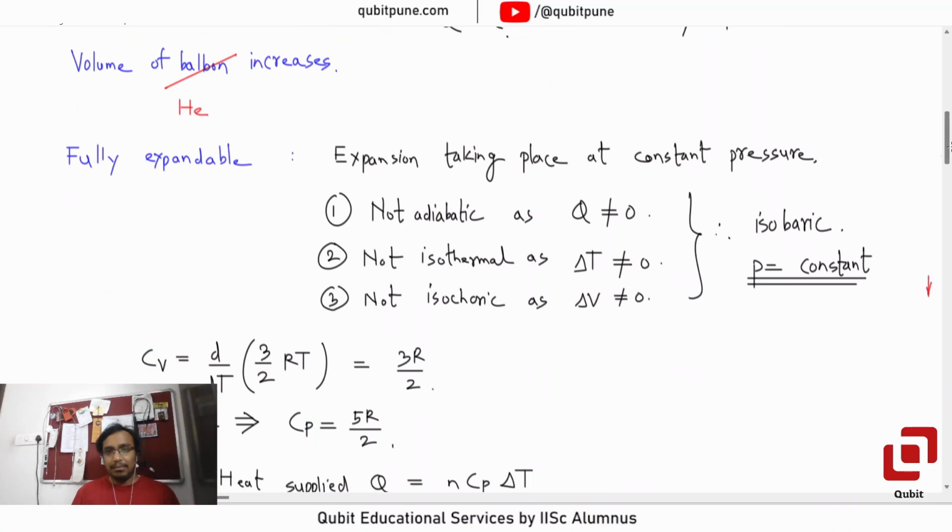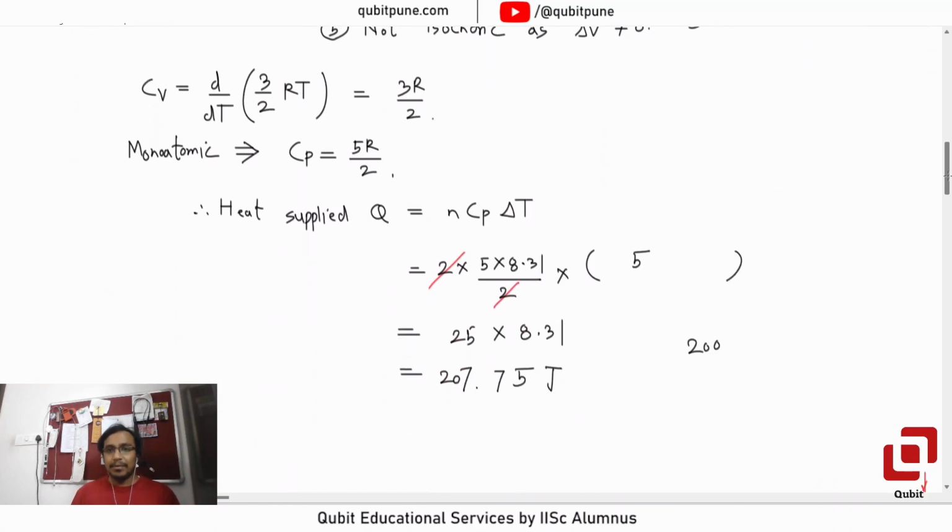So it has to be isobaric. So we consider Cp, heat supplied at constant pressure. Have you understood this? Yes.